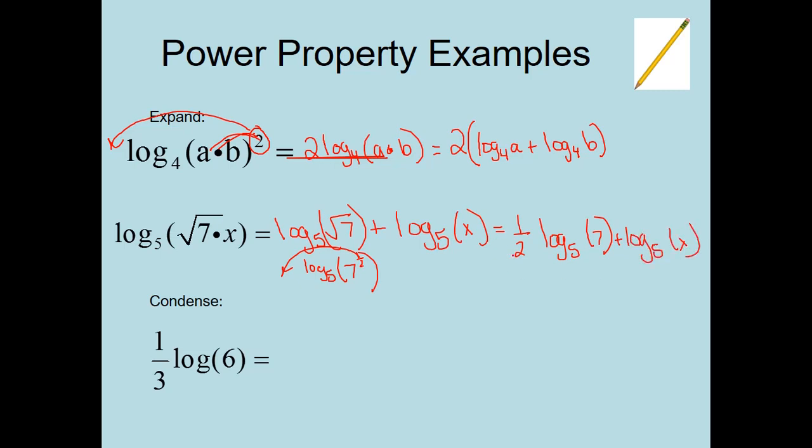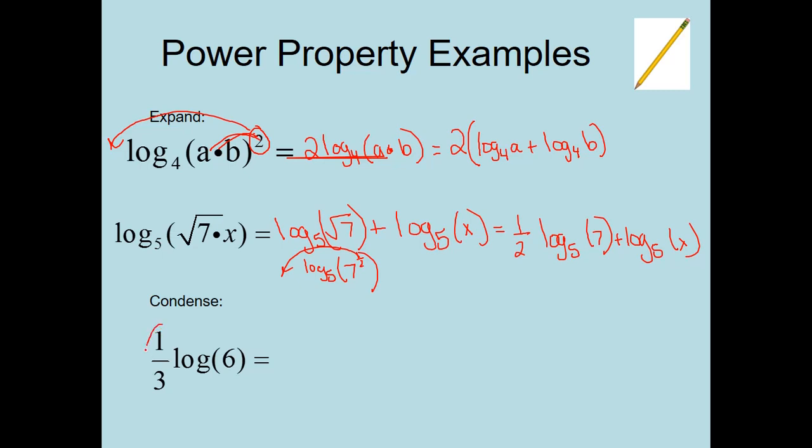So it'd be 1/2 log base 5 of 7 plus log base 5 of x. So all I did is take that exponent and move it in front. Now notice it's not like this one where I had the big giant parentheses, because that 1/2 was only on the 7. It was not to the x as well. The square root was not over the x. So let's try condensing here.